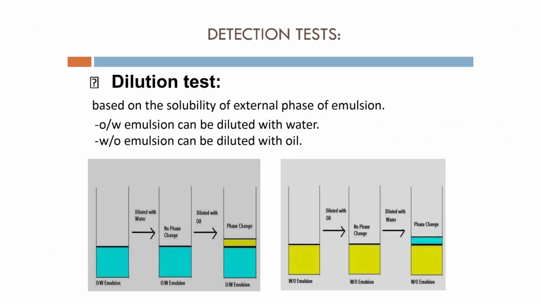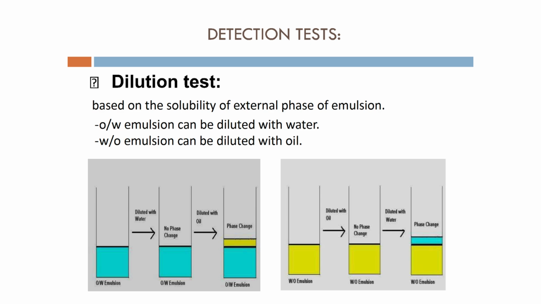Now let's move on to how we can identify what type of emulsion we're dealing with. These are called detection tests. The first test is the dilution test. It's based on the solubility of the external or continuous phase of the emulsion. An OW emulsion can be diluted with water, because water is its continuous phase. A WO emulsion can be diluted with oil. The diagram shows this process.